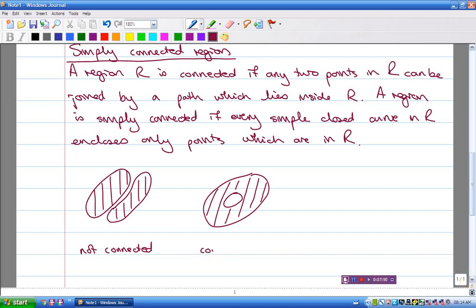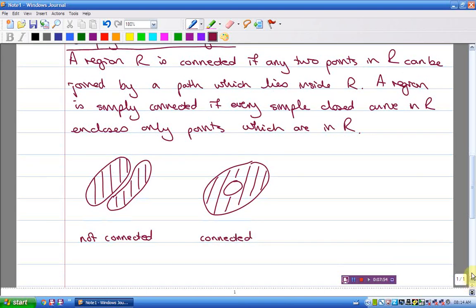So this is connected because you can travel from one point to another point without leaving the shaded region, but is not simply connected. Because it is possible to draw a loop where the loop itself is entirely in R, but there are points inside the loop that are not in R. And then what you would want is basically a blob with no holes in it to be a simply connected region.